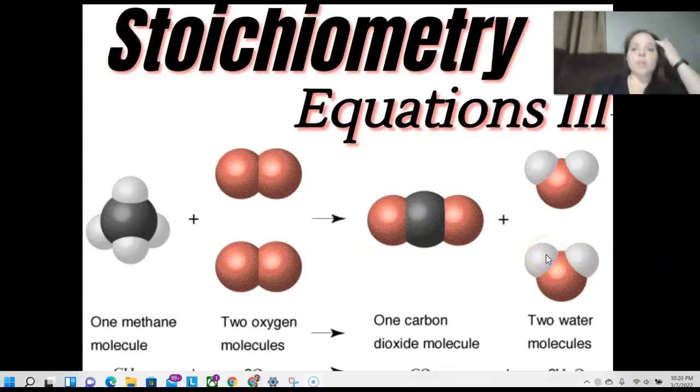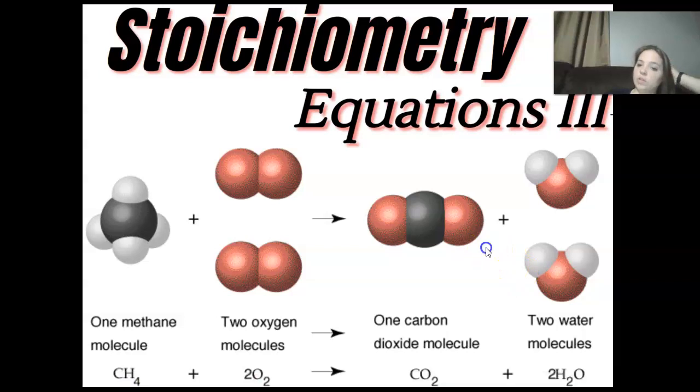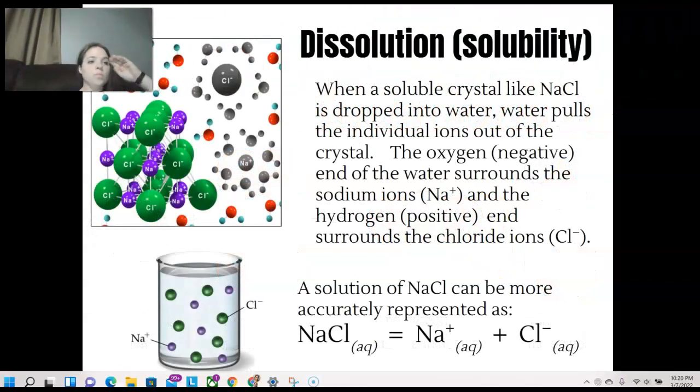All right, so we are going to be looking at the third section of equations. The dissolution or solubility, this is when soluble crystals like salt, sodium chloride, is dropped into water. Water pulls the individual ions out of the crystals, like oxygen, which is the negative end of water, surrounds the sodium, which is the positive end of the ionic structure, and hydrogen, which is the positive end of water, surrounds the chloride ions in the ionic structure.